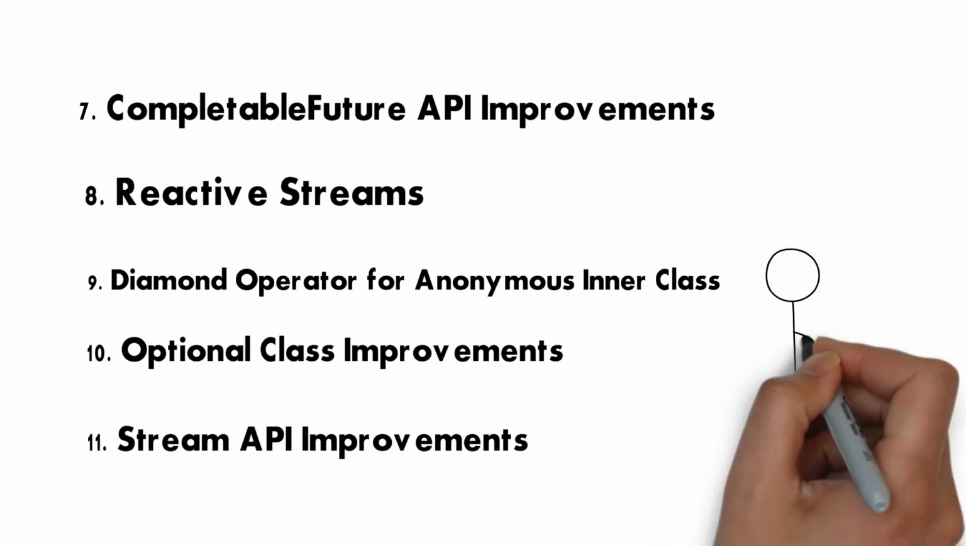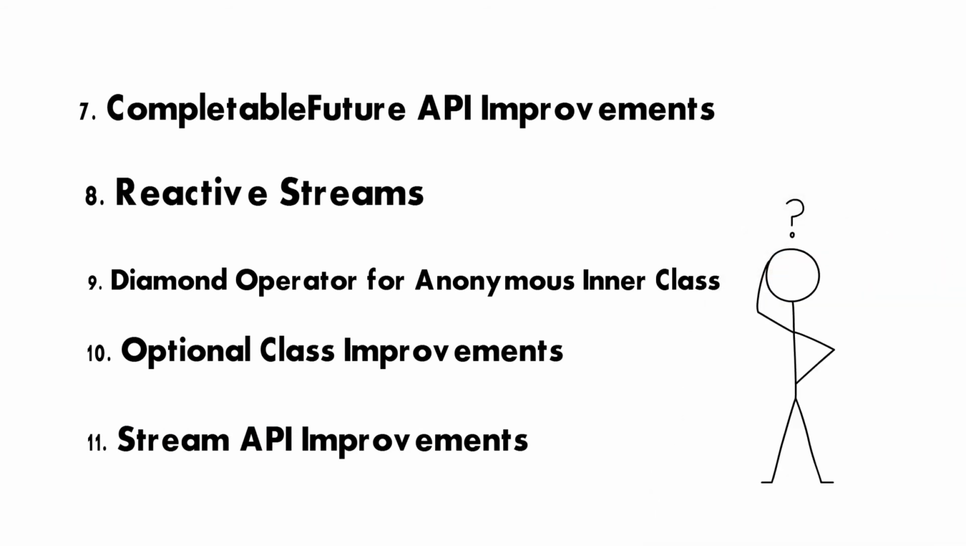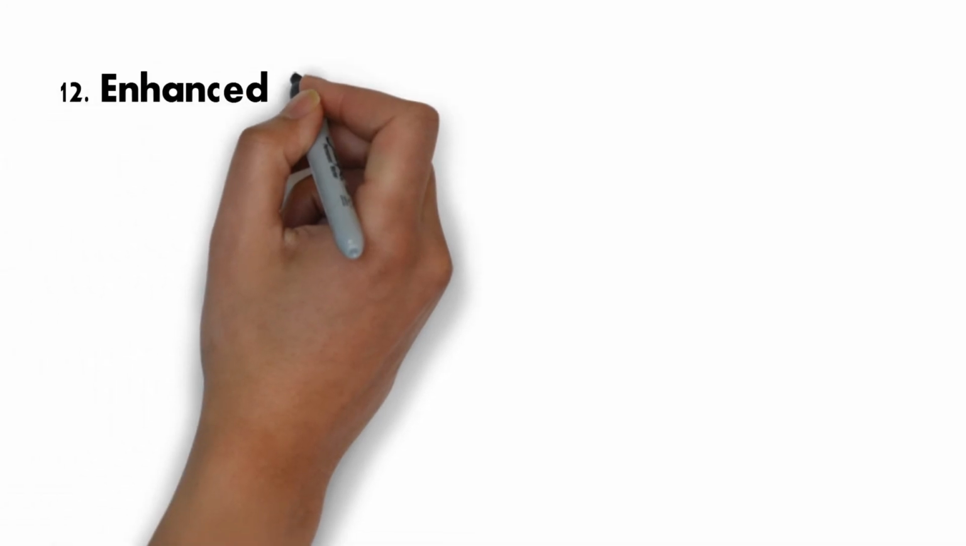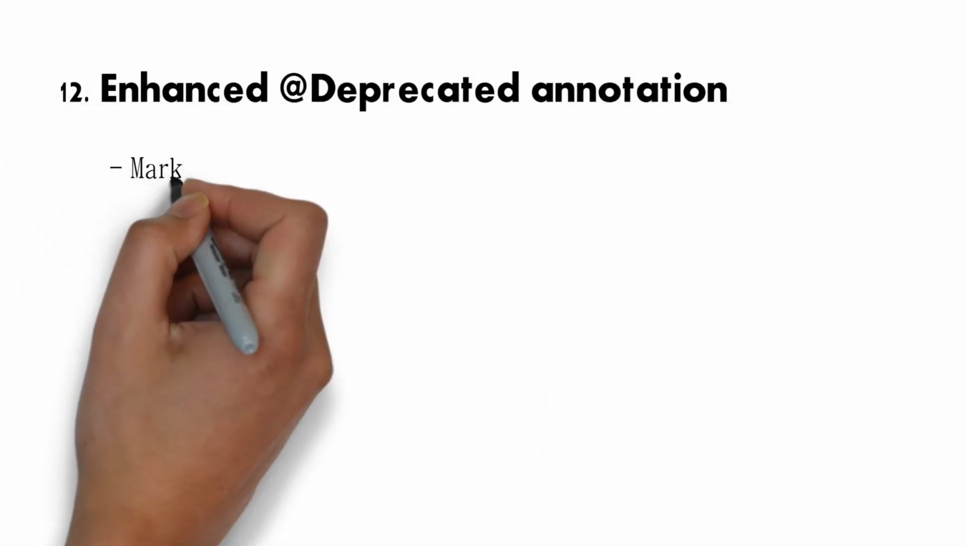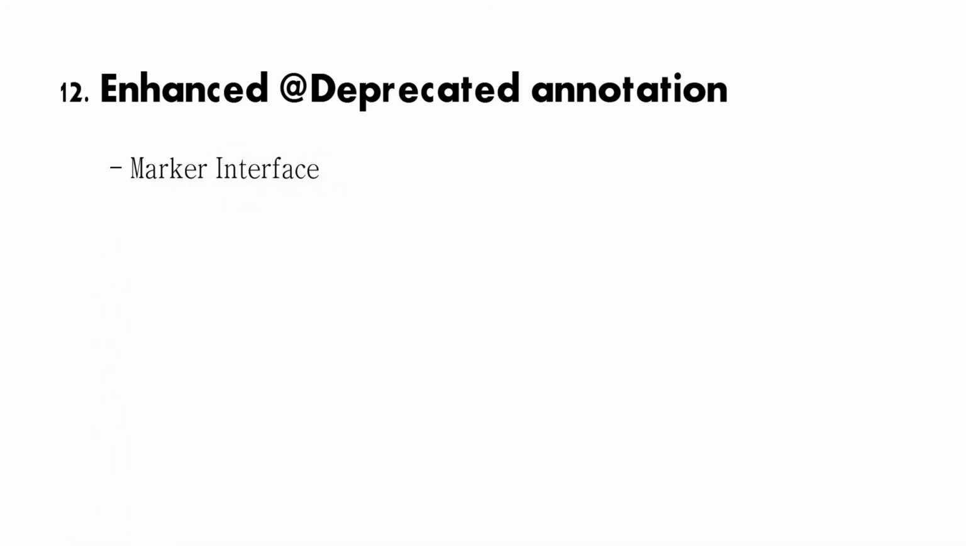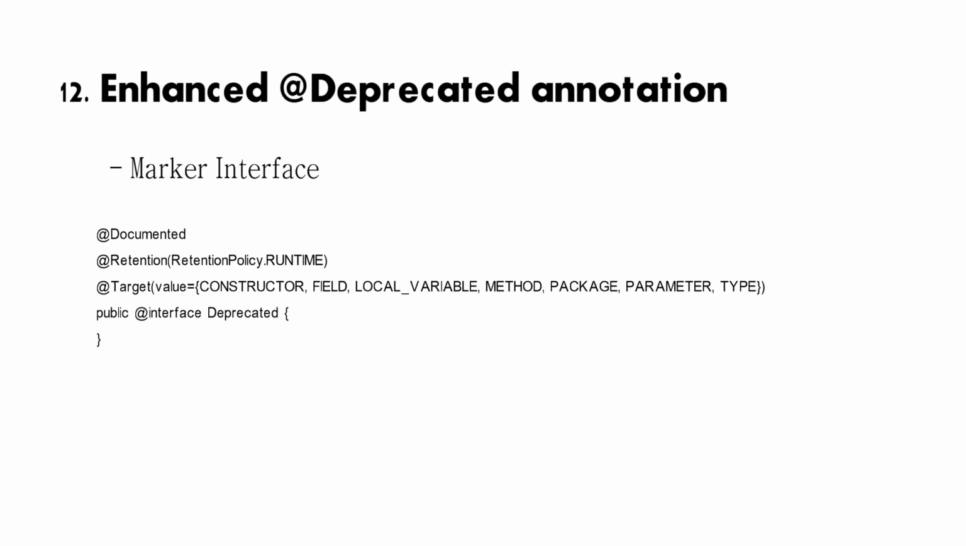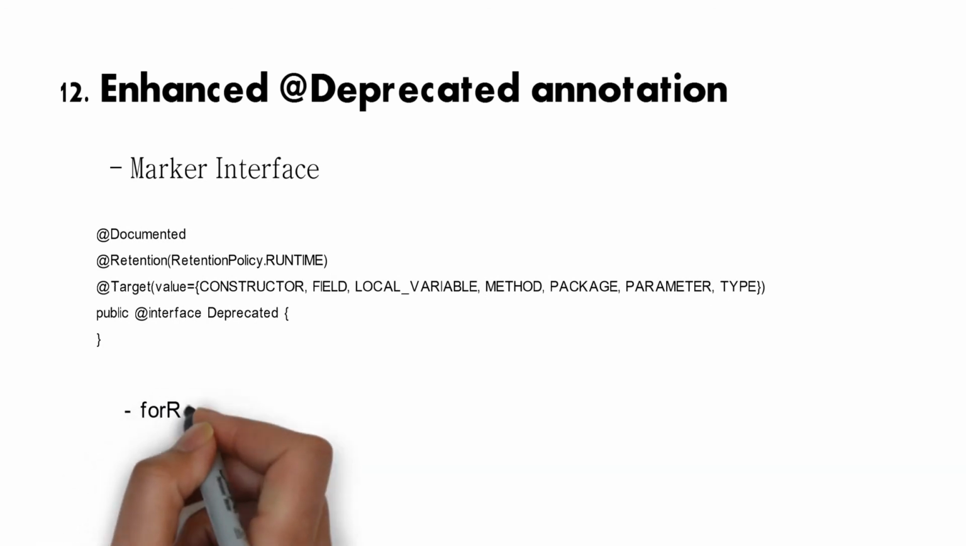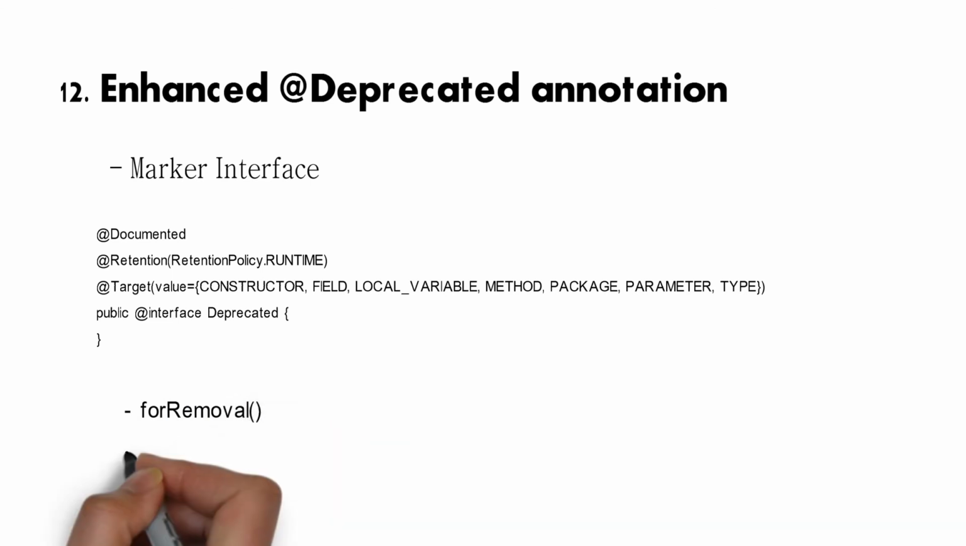Next, we have enhanced deprecated annotation. Deprecated is a marker interface, which means it does not have any methods declared inside the interface, as seen from the code snippet. For now, in Java 9, two methods, forRemoval and since, have been added inside the deprecated interface to be more precise about the deprecation.